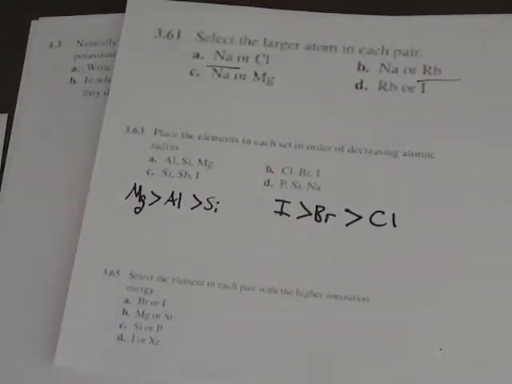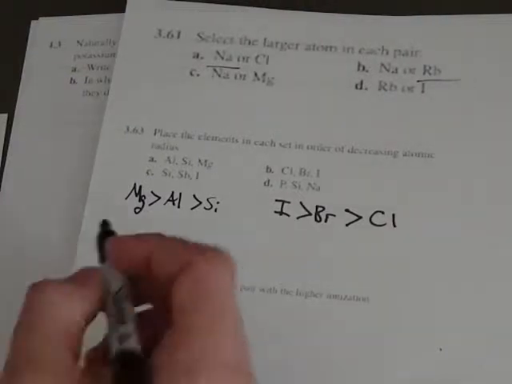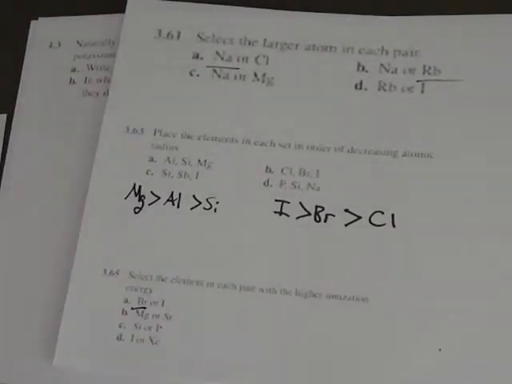In 65 A, compare bromine and iodine. For bromine, the radius is going to be smaller. We have fewer energy levels, so those electrons are going to be closer to the nucleus, and so it's going to have a higher ionization energy. So bromine for 65 A is going to have the higher ionization energy.